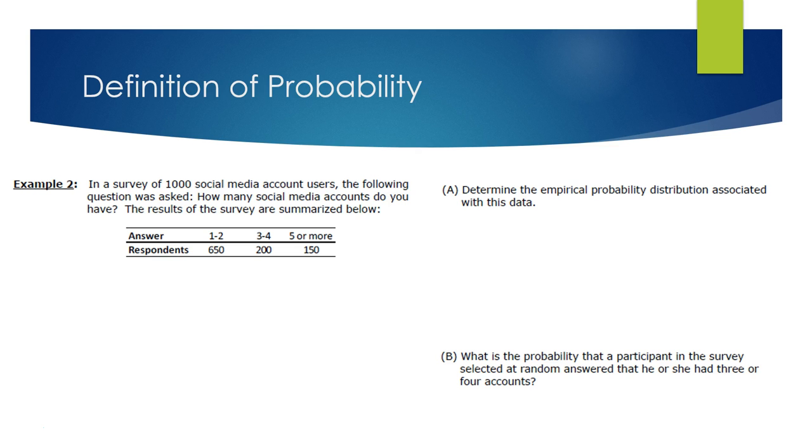All right, so an empirical probability distribution basically is just me listing the events and the probability for each one of them. So my events are that x is between 1 and 2, x is between 3 and 4, and x is 5 or more. Based off of the numbers I had, the probability of x being between 1 and 2 is 650 out of 1,000. For x being between 3 and 4 is 200 out of 1,000. And of course, for being 5 or more is 150 out of 1,000.